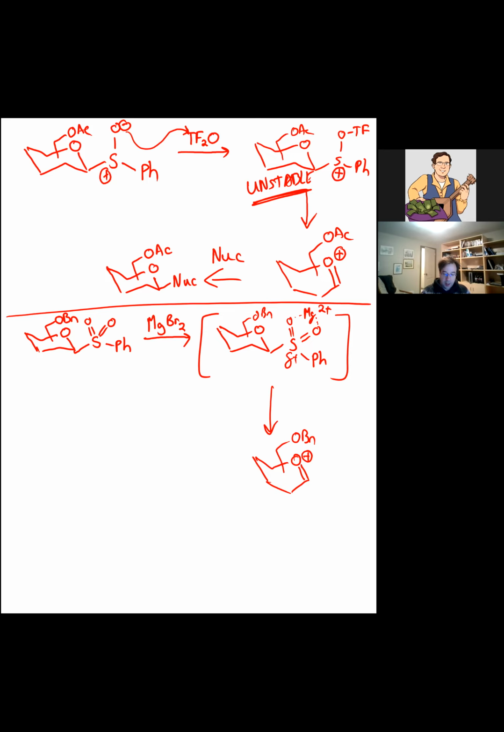And then in this case, if we have a nucleophile, we don't have any anchimeric assistance. What solvent are we doing? Probably doing this in like dichloromethane. So all else being equal, we're expecting the anomeric effect to dominate. So we expect to get the alpha product.